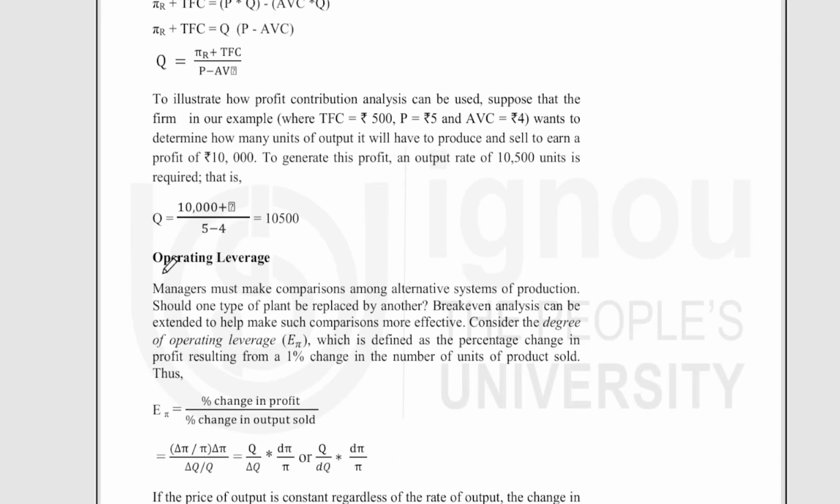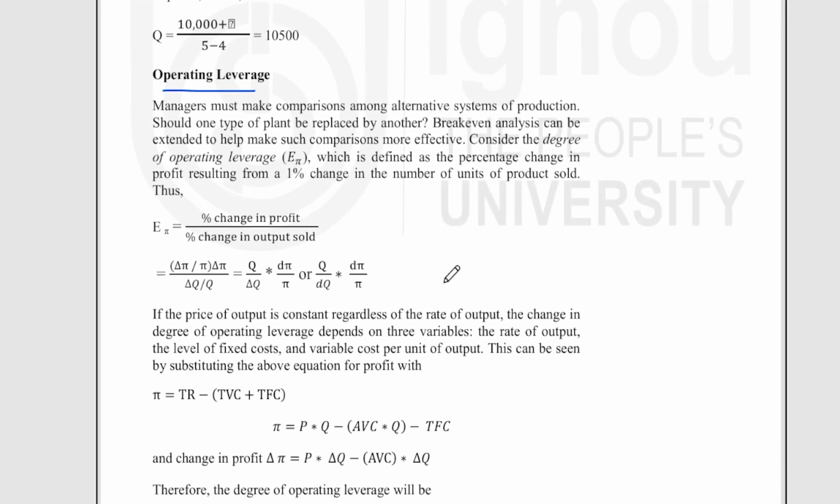Here is operating leverage. Managers must make comparisons among alternative systems of production. And should one type of plan be replaced by another, break even analysis can be extended to help make such comparison more effective. Consider degree of operating leverage, which is defined as percentage change in profit resulting from a 1% change in the number of units of product sold.